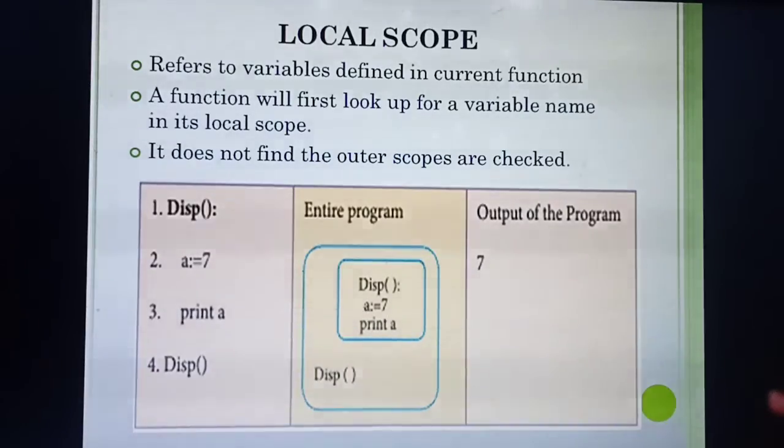Understood? In your exam paper also you should draw the diagram as it is, as I have displayed in the slide. The textbook also gives the same diagram; in the same way you need to draw it with 3 columns. In the first column you write the code, in the second column the box, and the third column is for output. Understood the local scope? Okay.